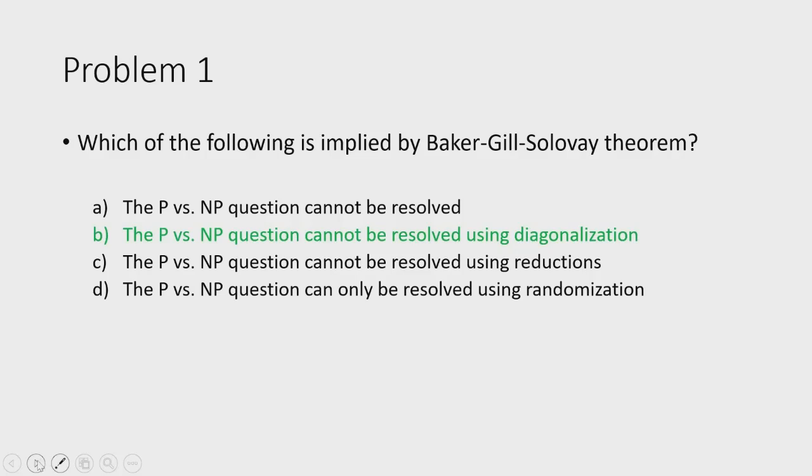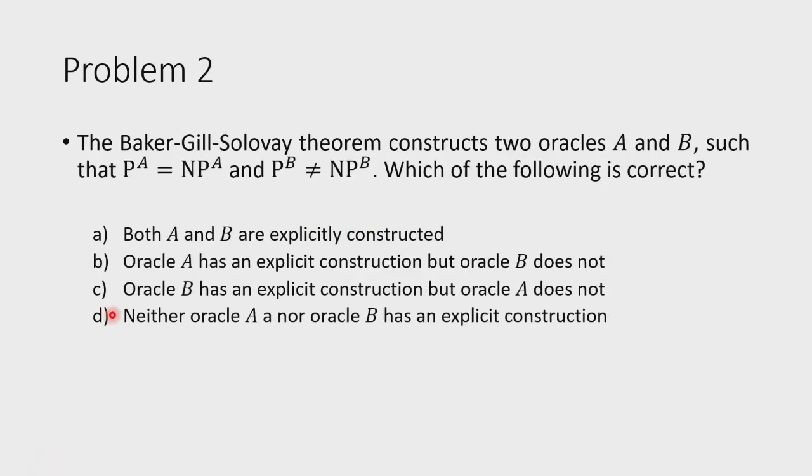So this is a recall question. There is nothing to explain over here. The same is true for the next question. The Baker-Gill-Solovay theorem constructs two oracles. In the proof, you construct two oracles, A and B, such that P to the A equals NP to the A and P to the B not equals NP to the B. So which of the following is correct? Both the oracles are constructed explicitly. Only oracle A is constructed explicitly, but oracle B is not. Oracle B is constructed explicitly, but not oracle A. Or neither oracle is constructed explicitly.